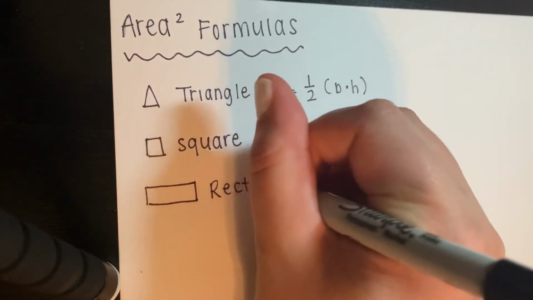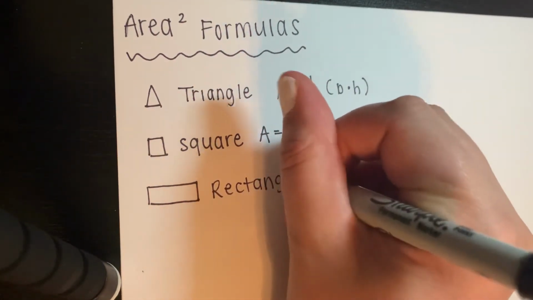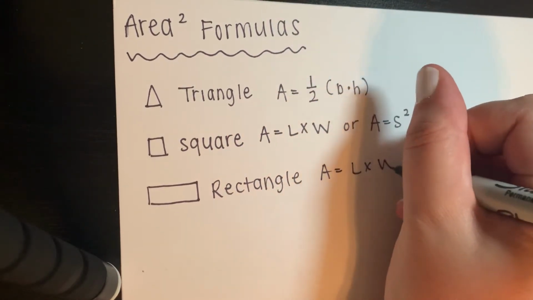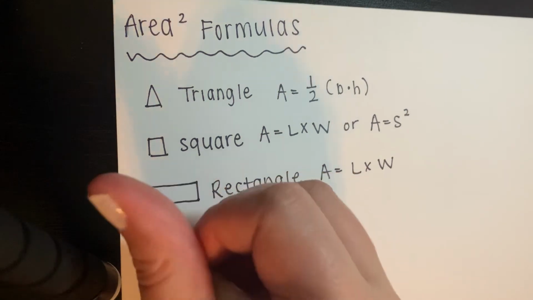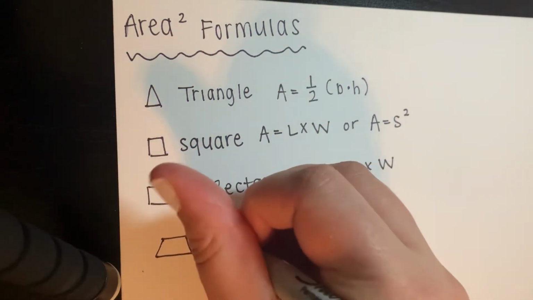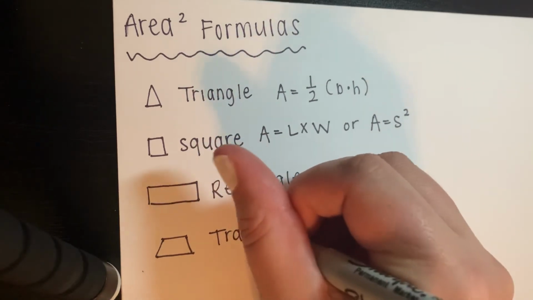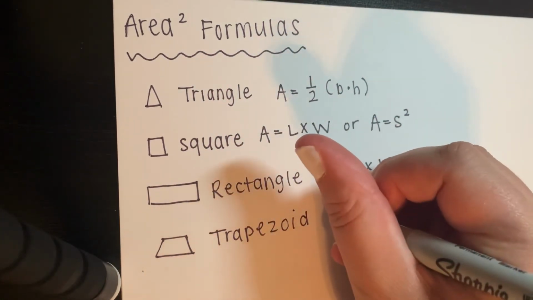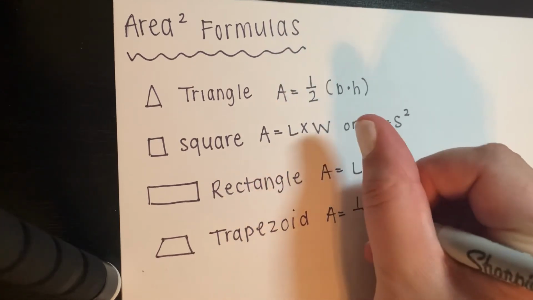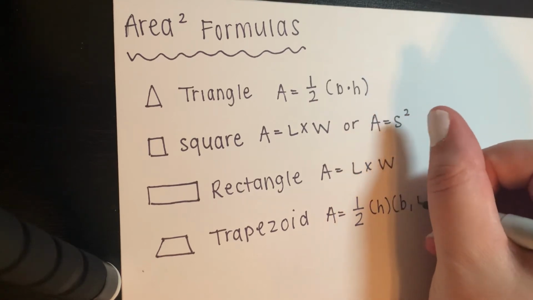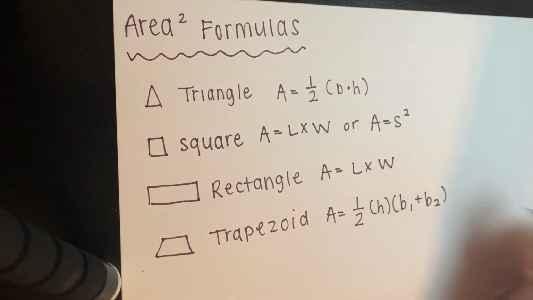Everybody probably should remember this one. Rectangle, the area equals length times width. The next shape that we have is trapezoid. Probably a new shape for most of you. This one has probably the longest formula for area. So we have area equals 1/2 times height times base 1 plus base 2.